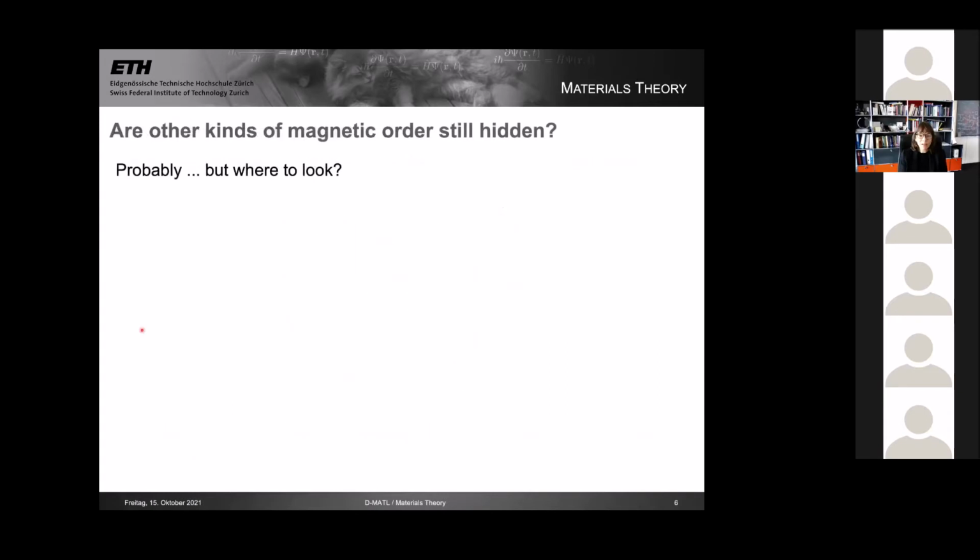So what other kinds of magnetic order are still hidden? Where should we look for them? I'm going to persuade you that there are many kinds of hidden magnetic order and give you some hints about where it might be useful to look. I'm going to focus specifically on composite orders, on the grounds that many kinds of simple orders have probably already been found, so they're not hidden anymore.